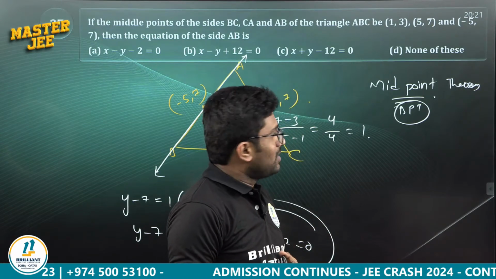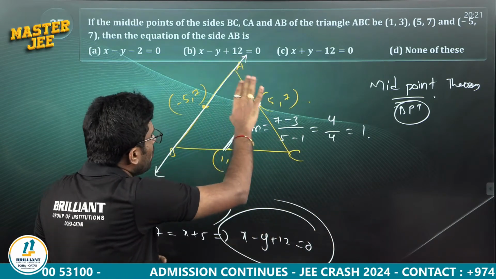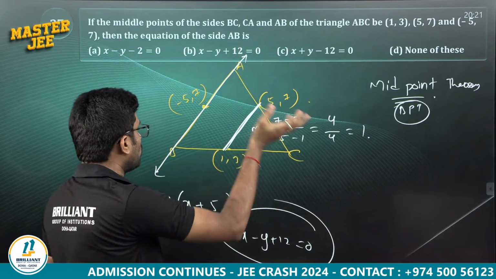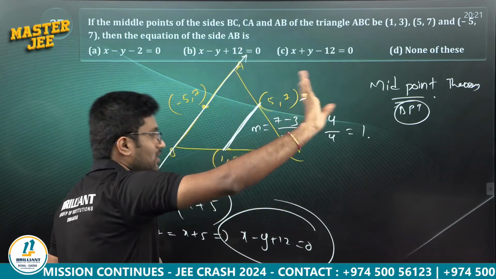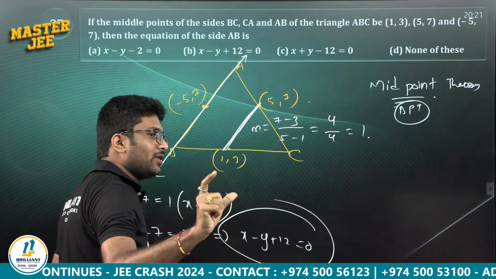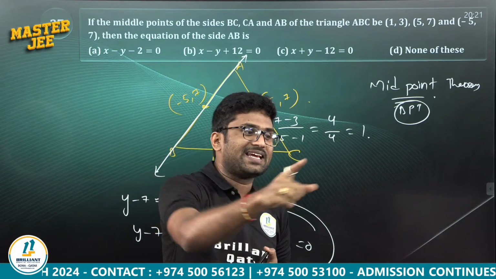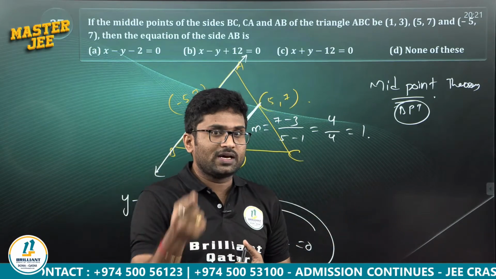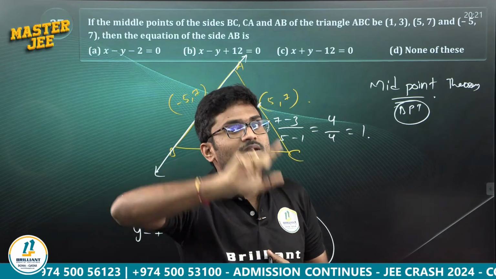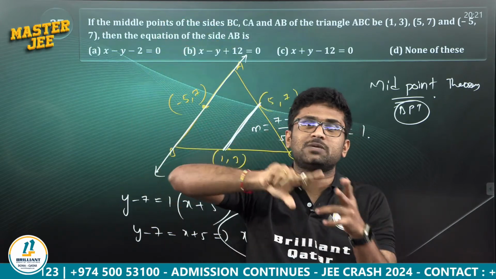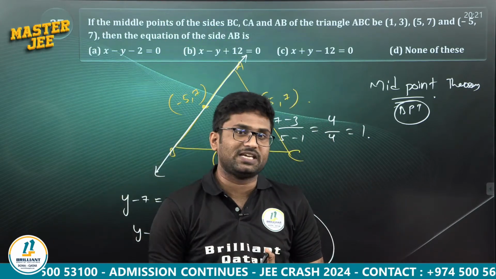Exactly, yes. So this is how, see, no need to find coordinates of A, no need to find coordinates of B, no need of anything. By using our midpoint theorem, or even BPT we can say. BPT is an extension of the midpoint theorem only. In grade 9 we have discussed the midpoint theorem. In grade 10 we have discussed the basic proportionality theorem, also called Thales theorem.